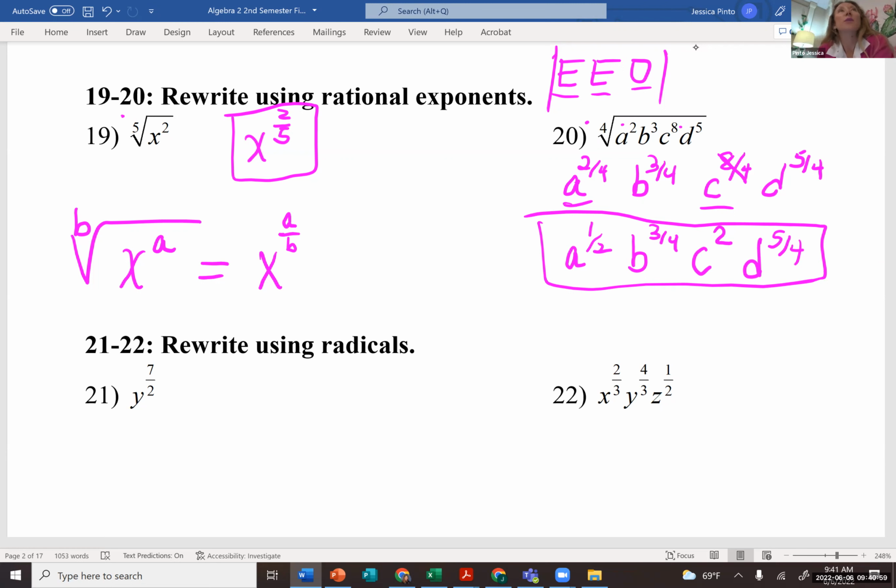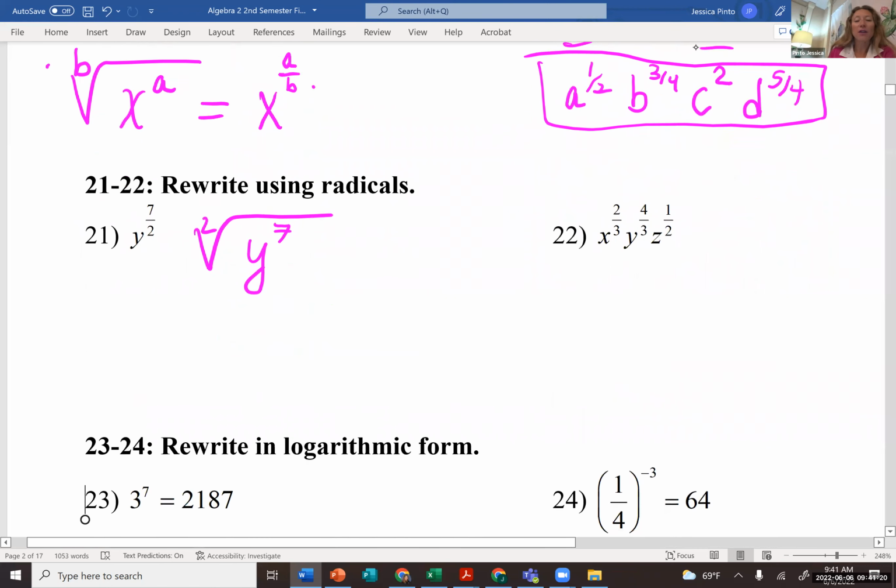On 21 and 22, we're going backwards. So we're doing the same type of work. So thinking of this, I've got the bottom number goes in the pocket. So the number in the pocket for this one will be 2. And the numerator was 7. And so that's going to have a 7 here. So here I have written this with a radical. However, this is not simplified radical form. So I do think I want to simplify this.